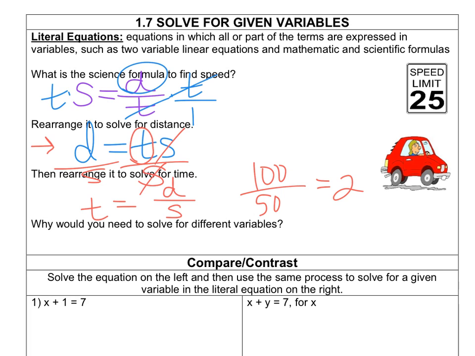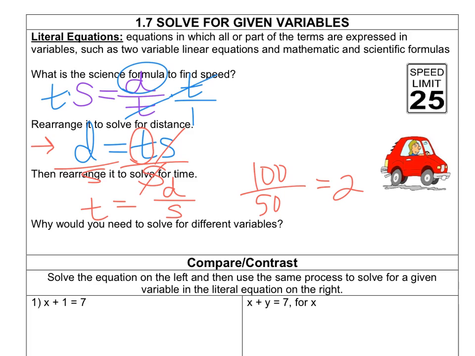So why would you need to solve for different variables? Well, just like these examples, if you want to rearrange your equation, maybe you know time and speed and you're looking for distance, or maybe you know distance and time and you're looking for speed. You need to take these equations and rearrange them to solve for different variables.